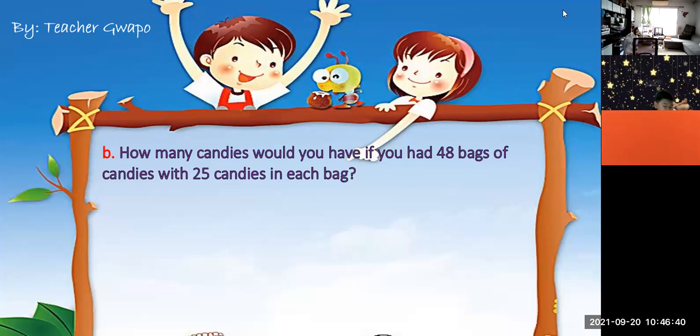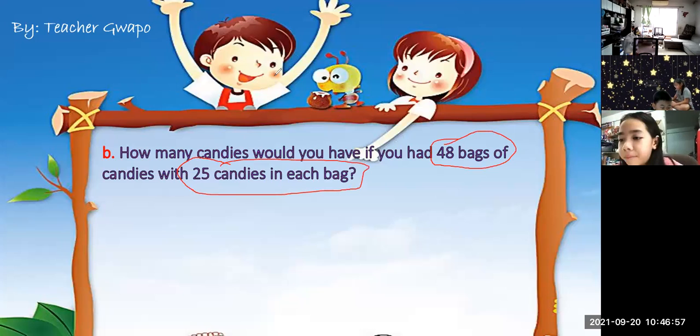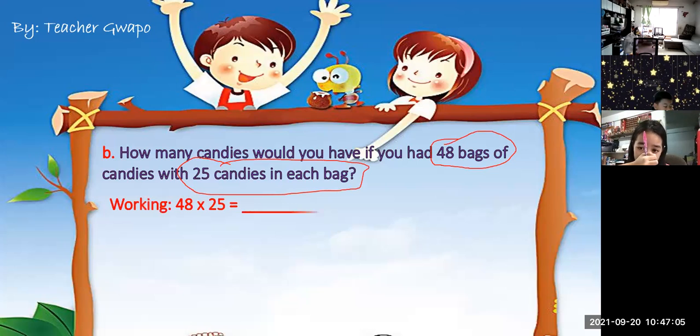First, what are we going to do first? We need to find the number of bags, and there are 48 bags. And how many candies are there in each bag? There are 25 candies in each bag. Now, let's try to make a multiplication sentence, or number sentence. So first, don't forget to make 5 lines. The first line, you will write the working.